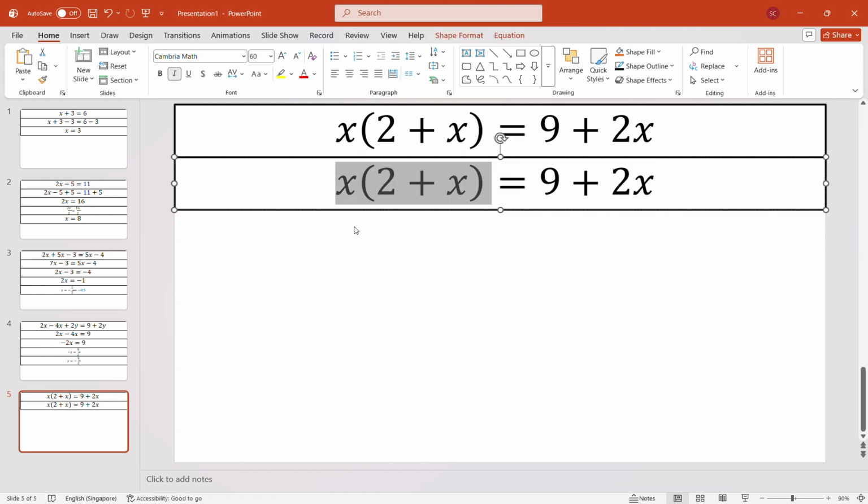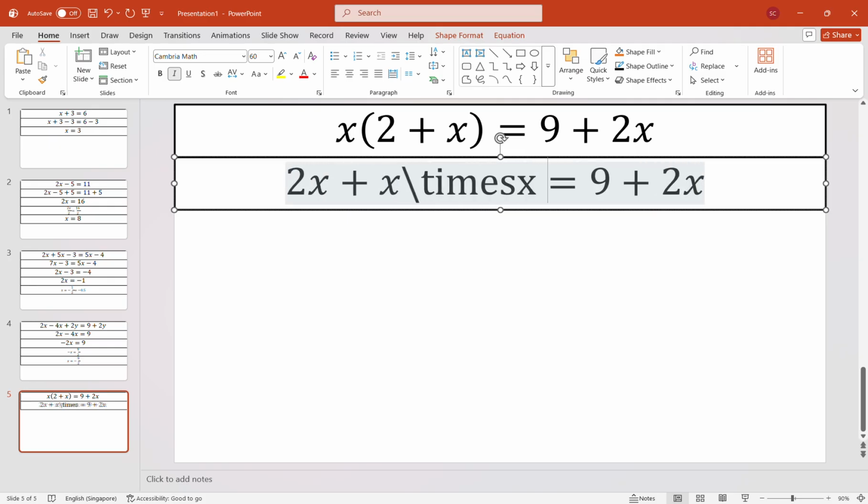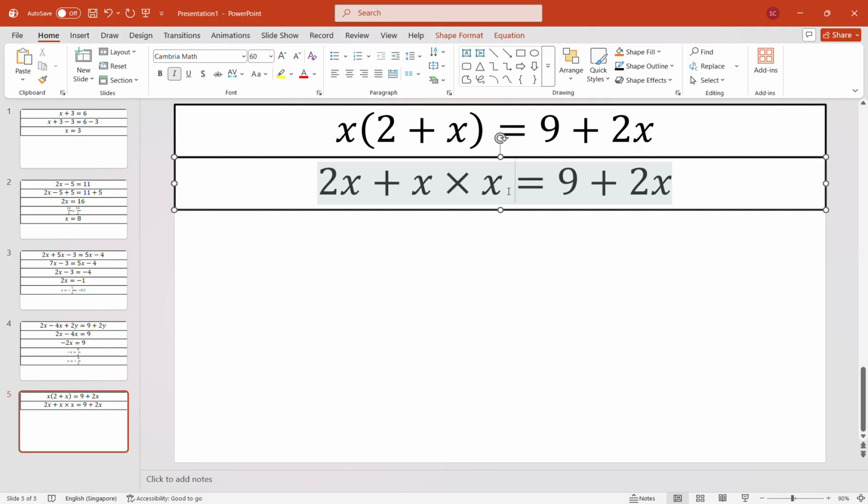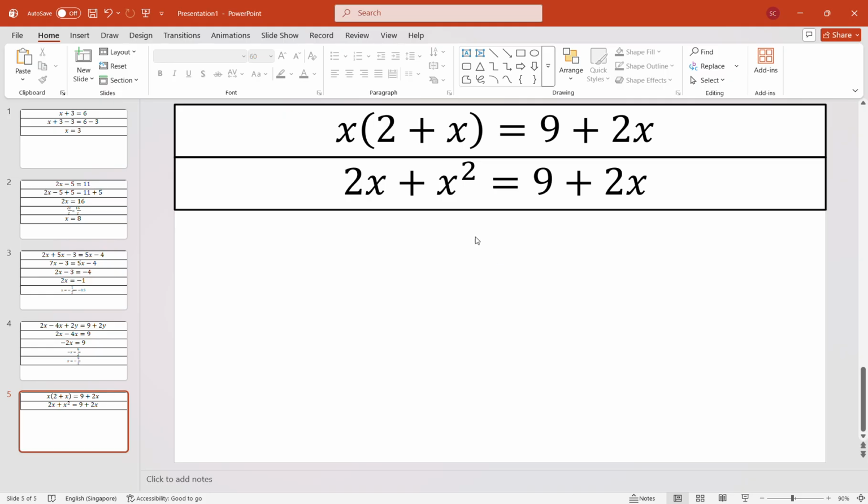We bring the x into the 2, which gives us 2x, and then the x gives us x squared, or x times x. And notice that we have 2 x's, which means x squared. And the reason this is x squared is because this is used a lot in finding the area of a square.